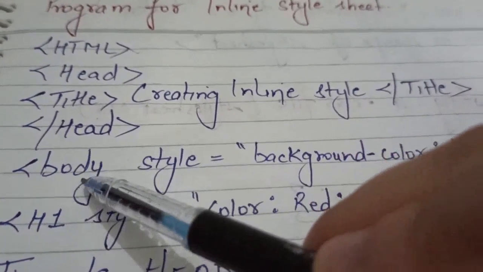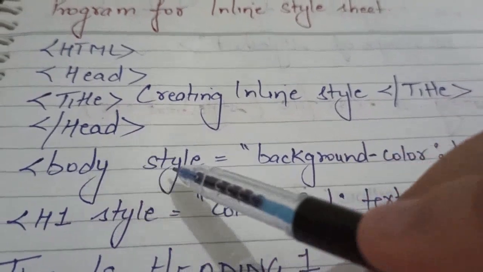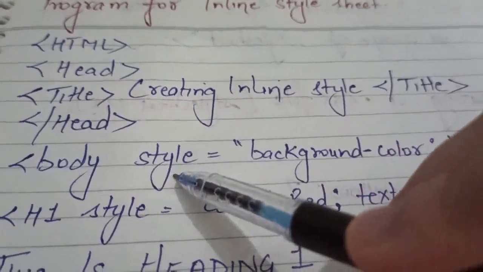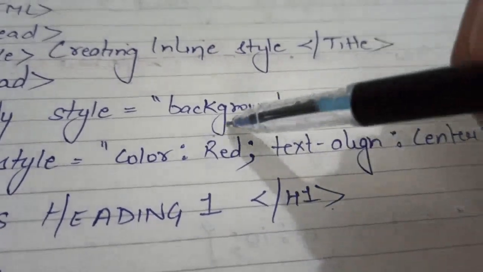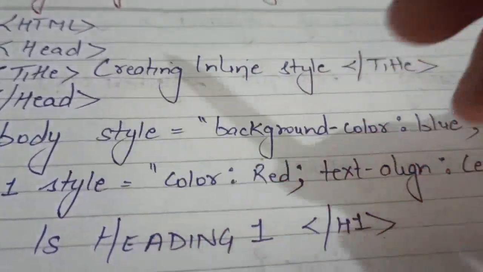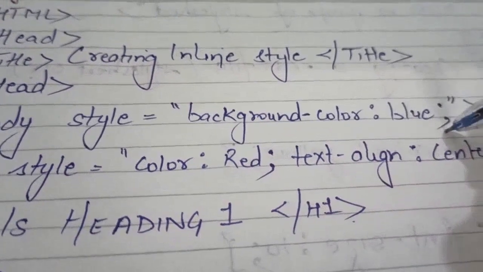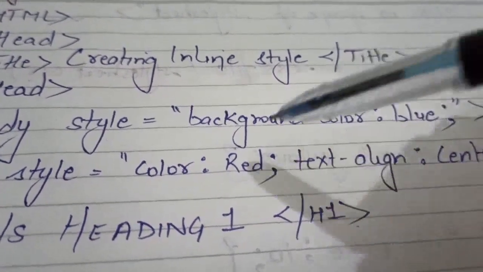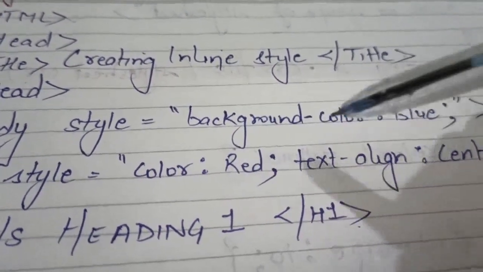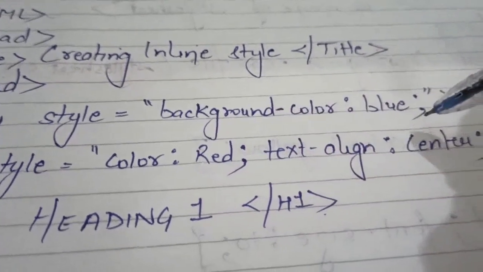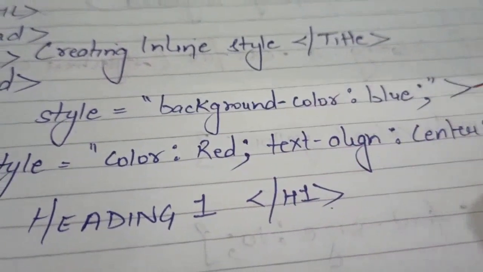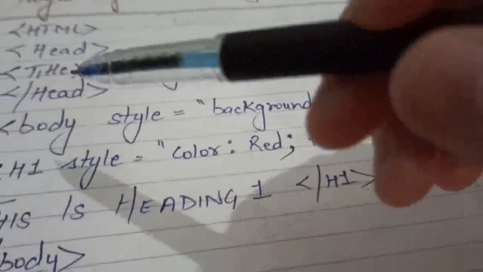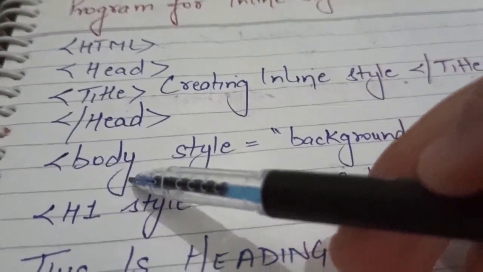Now this body is the HTML element, and here I have used the style attribute. Then with an equal sign I have defined the CSS, that is, I want the background color in my body to be blue. This is the syntax for defining the CSS: this is the property name and this is the property value, and this should be in double inverted commas. This I have applied to one HTML element, that is body.